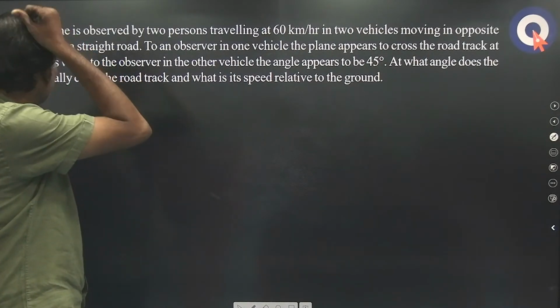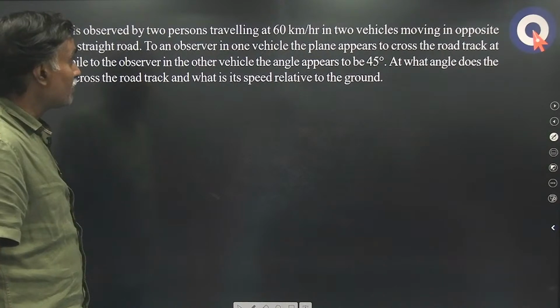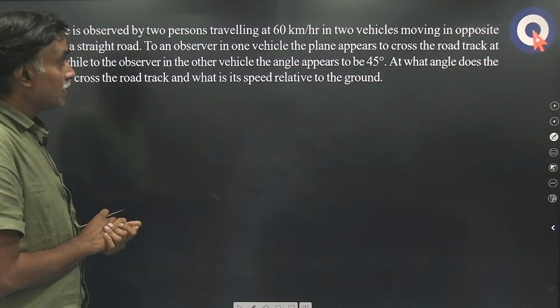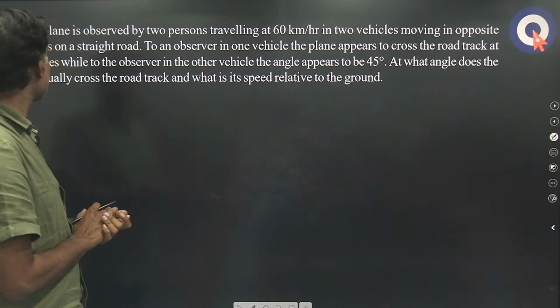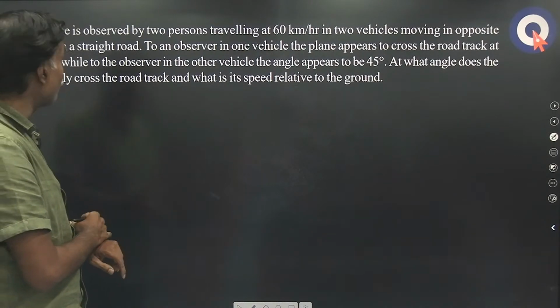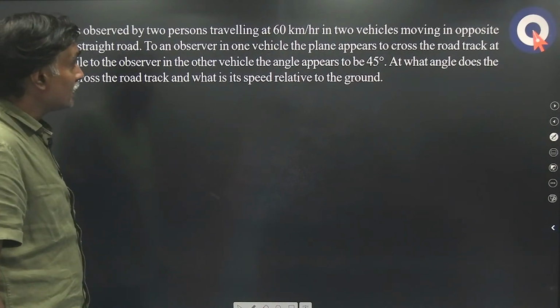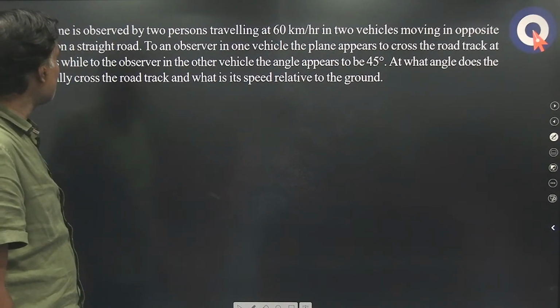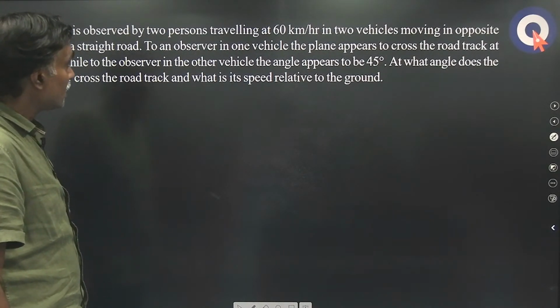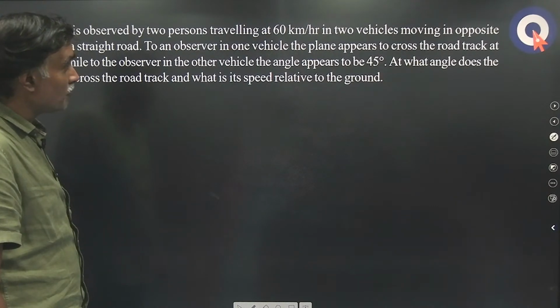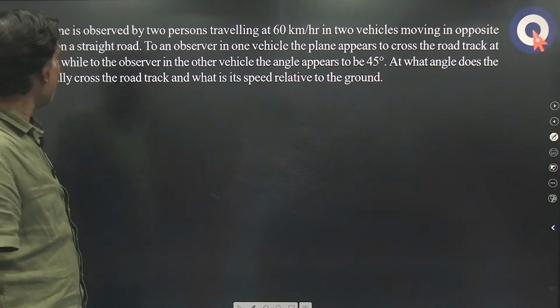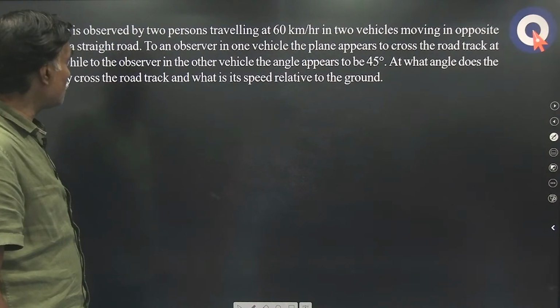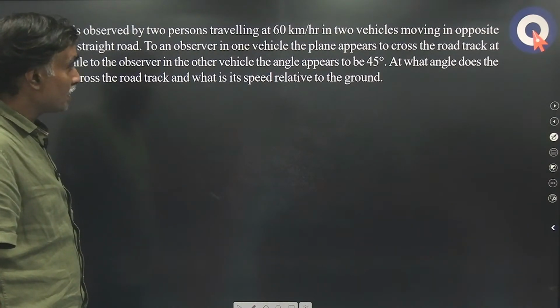An airplane is observed by two persons traveling at 60 kilometers per hour in two vehicles moving in opposite directions on a straight road. To an observer in one vehicle, the plane appears to cross the road track at right angles, while to the observer in the other vehicle, the angle appears to be 45 degrees. At what angle does the plane actually cross the road track, and what is its speed relative to the ground?